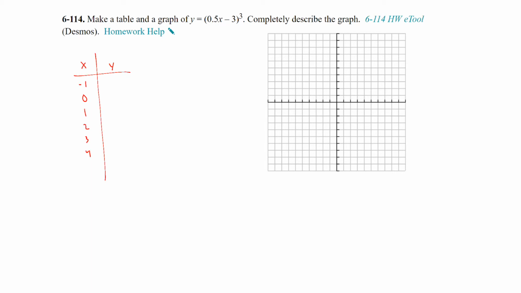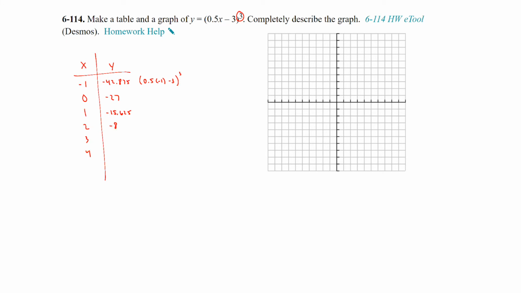So if we're going to plug in these numbers, we're just going to take 0.5, times it by -1, subtract 3, and then cube it. And I would just plug these into my calculator and get the values for y to get a good graph. Now it is cubed. We haven't done a cube in a long time, so we'll have to make sure we get enough points to get the full shape and know what it looks like.